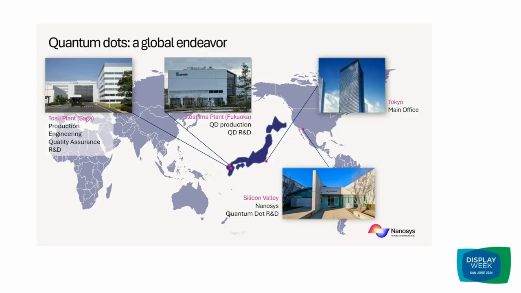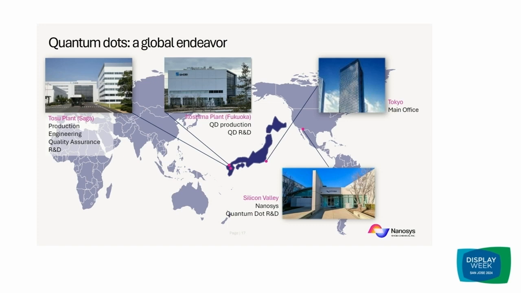So today, I had already mentioned this before, but as of 2023, first starting as a partnership and then an acquisition, Nanosys and Shoei Chemical are one. And this has really brought quantum dots to be an entire global endeavor to be able to supply the full market that's out there. So quantum dot R&D continues at our site here in Silicon Valley. This is where I work and many who work in our R&D department.